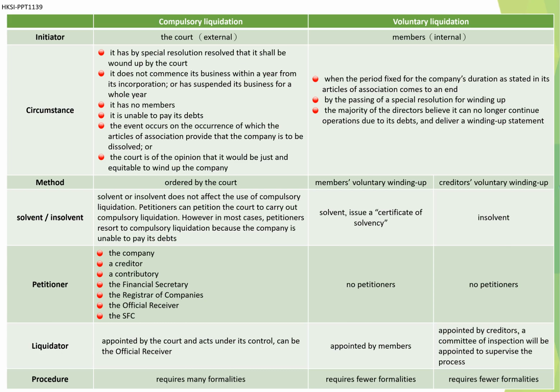If a company is unable to repay its debts, or if its debt repayment ability is insufficient to repay all its debts, or if its debt repayment ability exceeds available assets, it can only undergo creditors' voluntary winding up. Remember, if the company is unable to issue a certificate of solvency, it will be considered as a creditors' voluntary winding up.